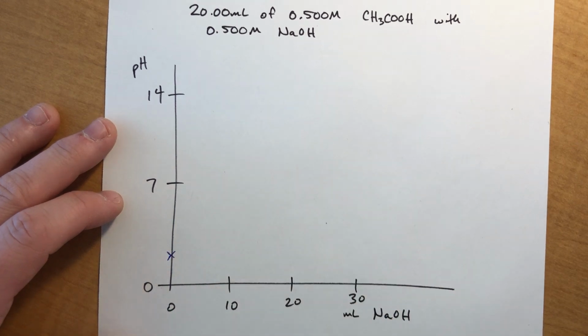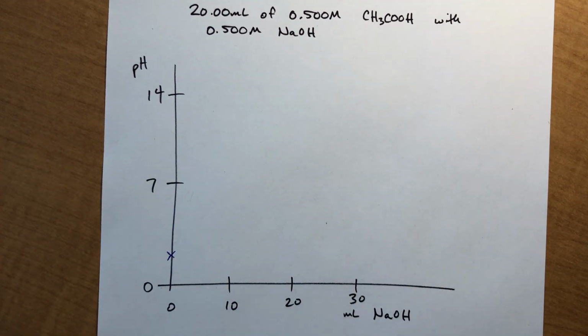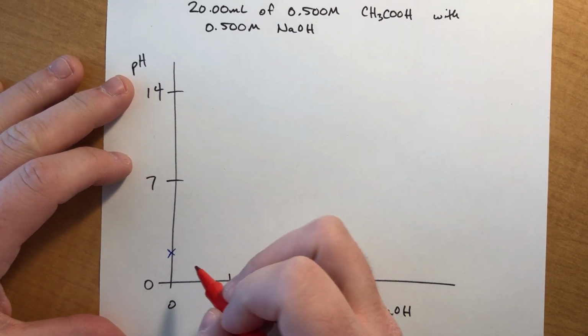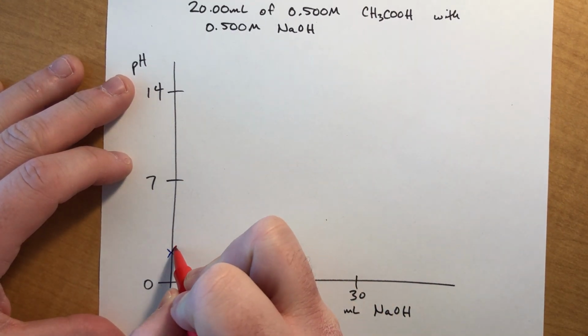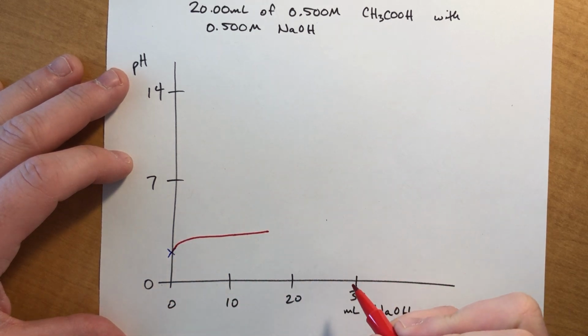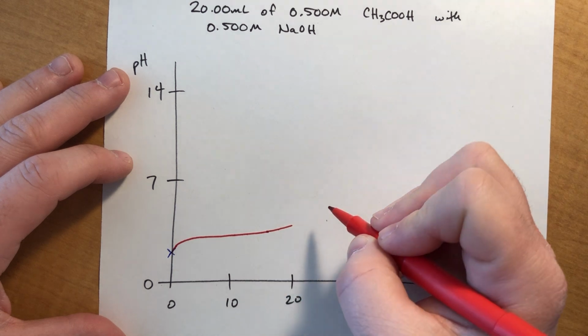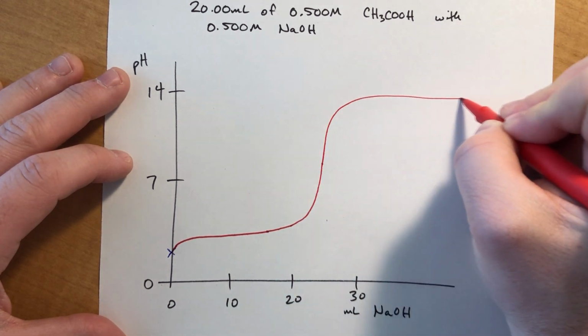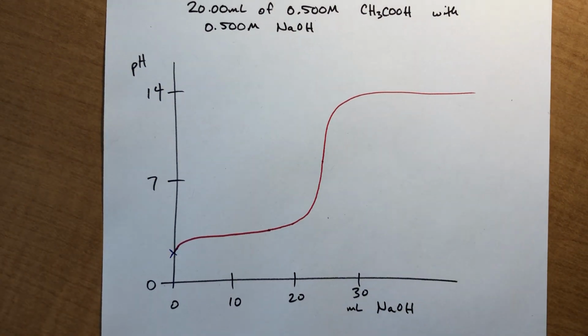Okay? And what happens here, I guess we'll do it in red. When you start adding base, this actually goes up for a little while, and then it almost immediately starts leveling out. Okay? And then it curves up and then flattens out. So at first glance, it's not drastically different than the last one, but I'm going to point out a few things here.